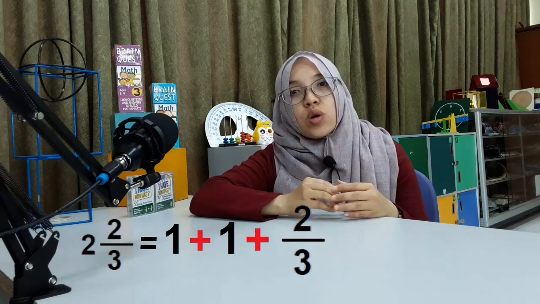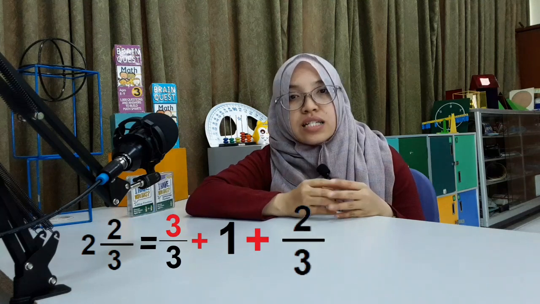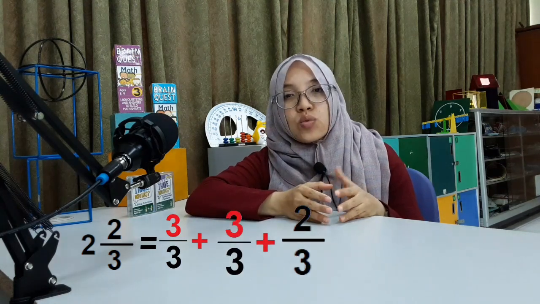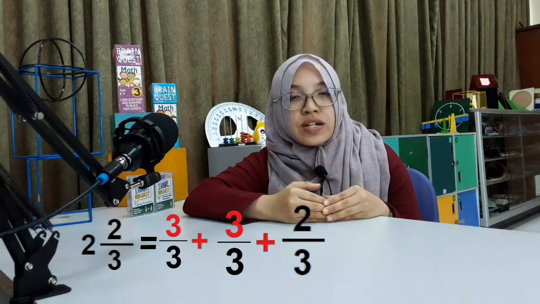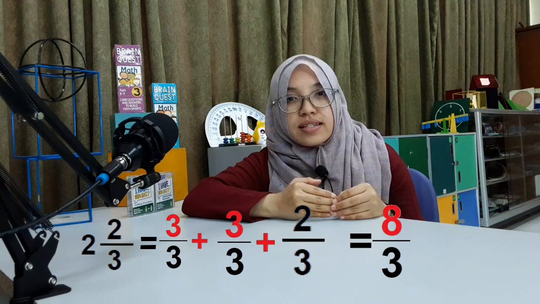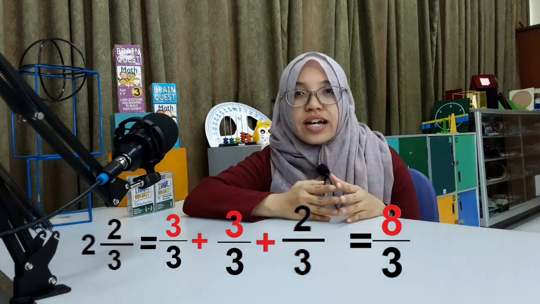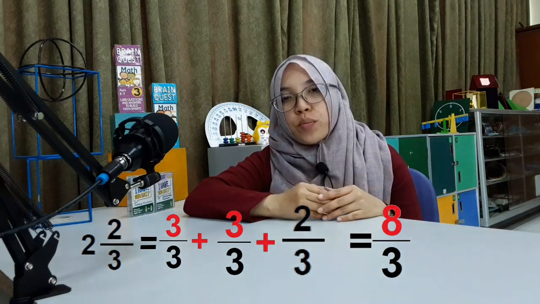1 is equal to 3/3 as a whole. Another one is also 3/3. And we add the proper fraction 2/3. Add up only the numerators to get 8/3 in total. Therefore, 2 and 2/3 equals 8/3 as an improper fraction.